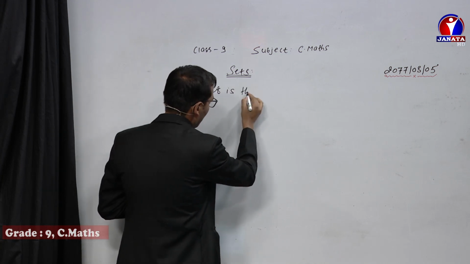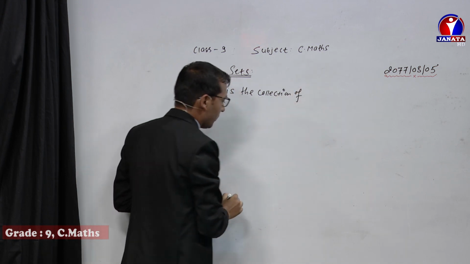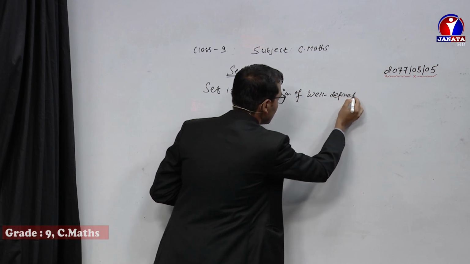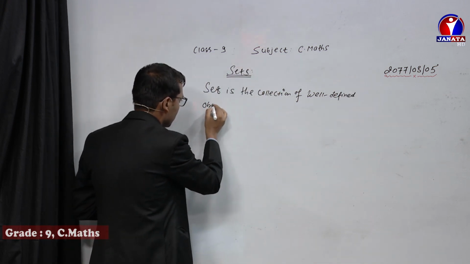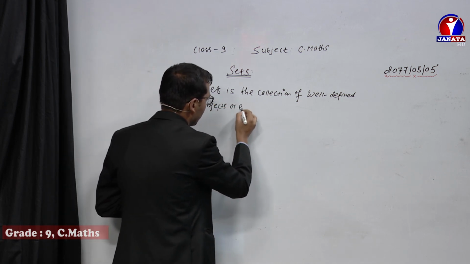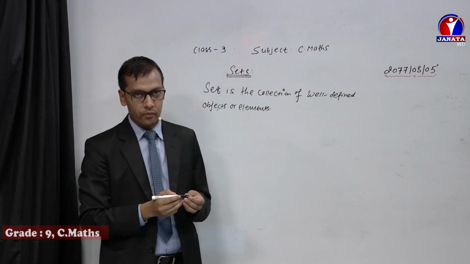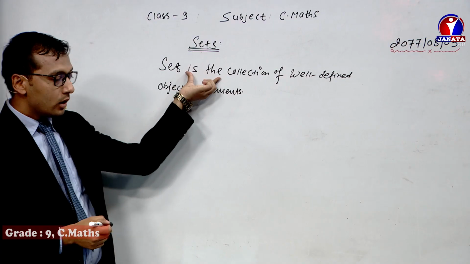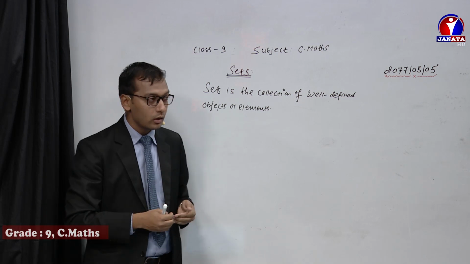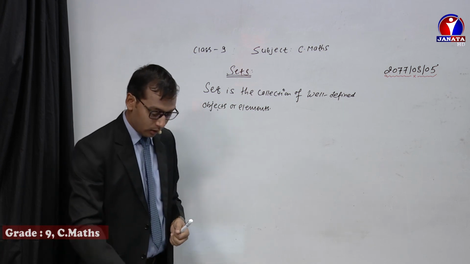A set is the collection of well-defined objects or elements in mathematics. You can see on the screen, I'm in front of you, you're watching me. So a set is the collection of well-defined objects or elements.